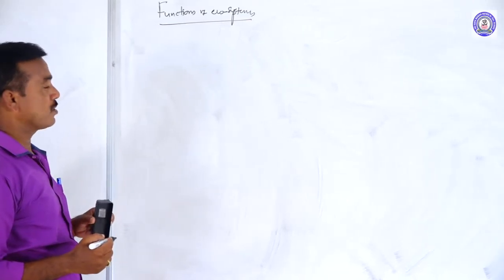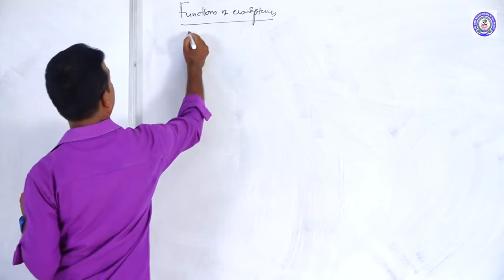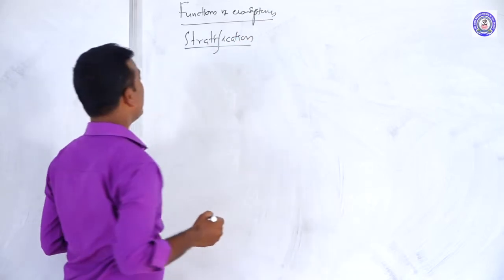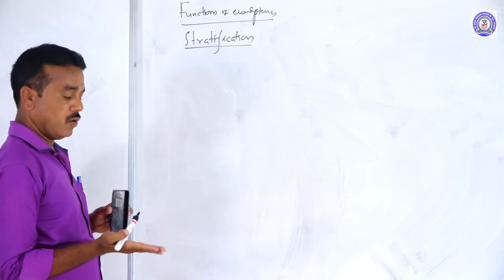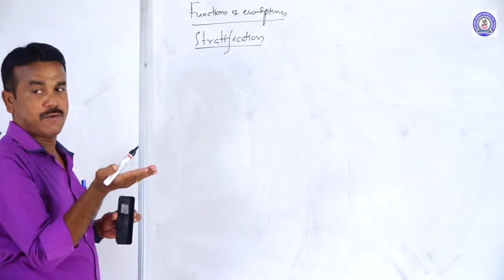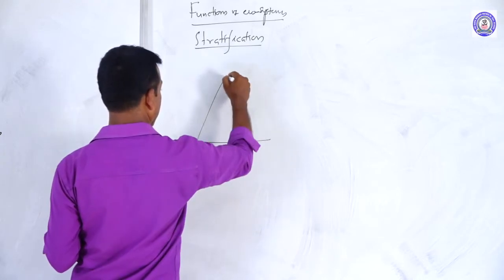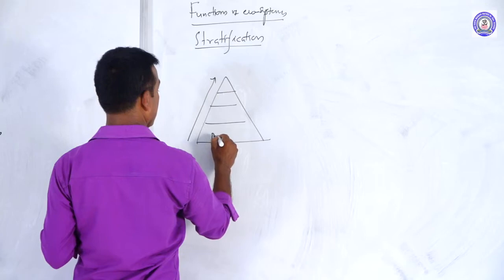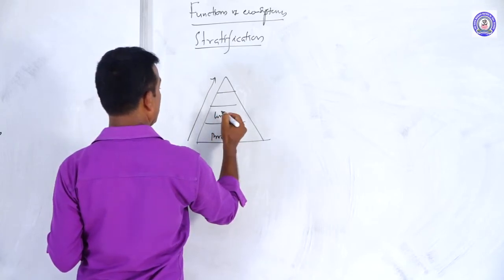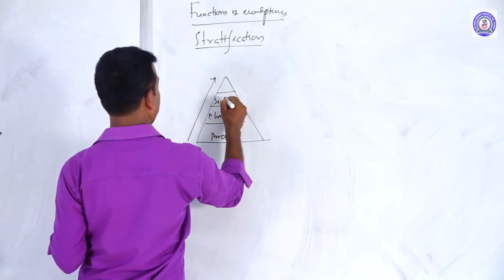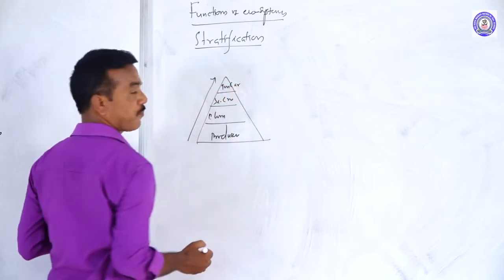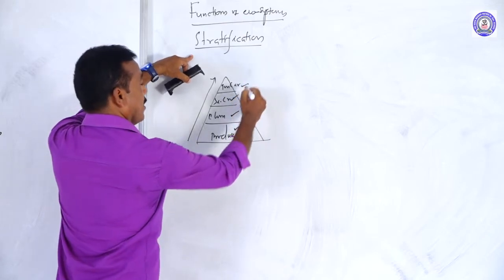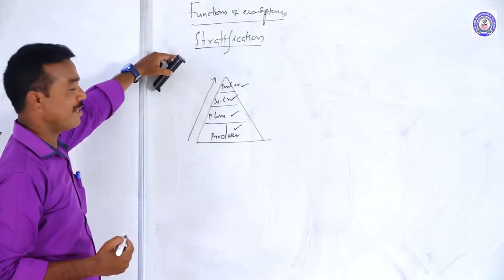So before entering functions of ecosystem, we got to know about what is stratification. What is the definition of stratification? It is commonly called the vertical flow of energy at successive levels. That means producer, consumer, secondary consumer, top carnivores. So what I call stratification is the vertical distribution of plant species at each successive level, that is commonly called stratification.